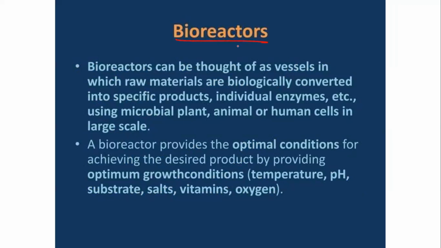Now, bioreactors. Finally, we have the bioreactors. So these are vessels in which the raw materials are biologically converted into specific products. And it could be individual enzymes also, using microbial, plant, animal or human cells on a large scale. So a bioreactor provides the optimal conditions for achieving the desired product by providing optimum growth conditions like temperature, pH, substrate, salts, vitamins, oxygen, etc.